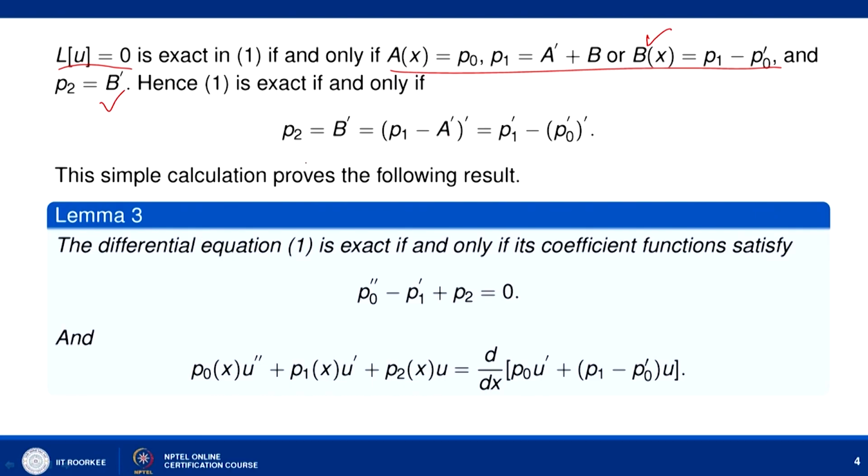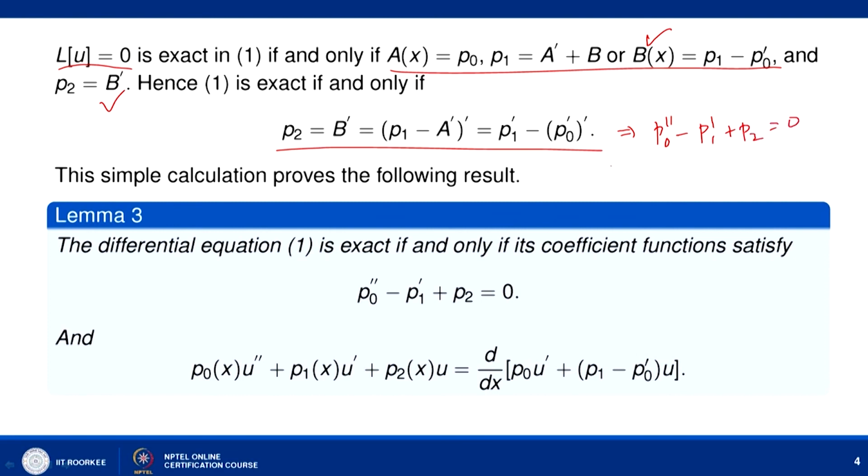So, we can say that the equation is exact if this condition holds true. It means that this condition, if we simplify it, can be written as P naught double dash minus P1 dash plus P2 equal to 0.